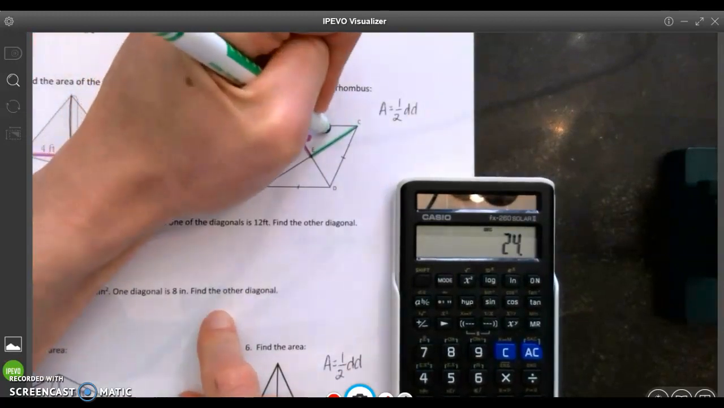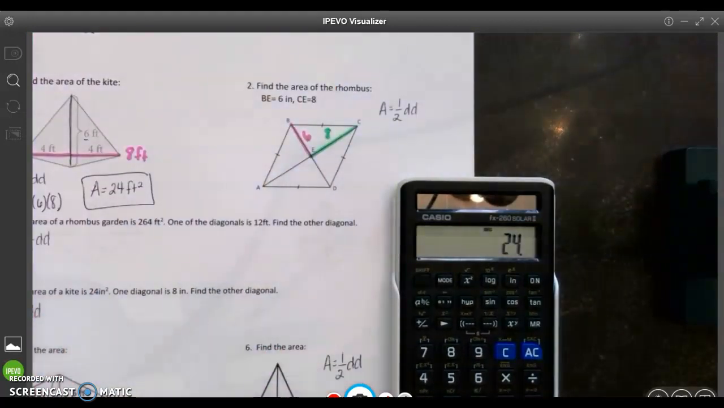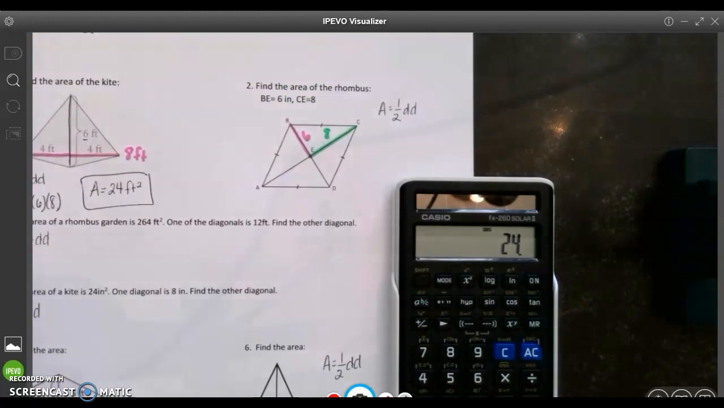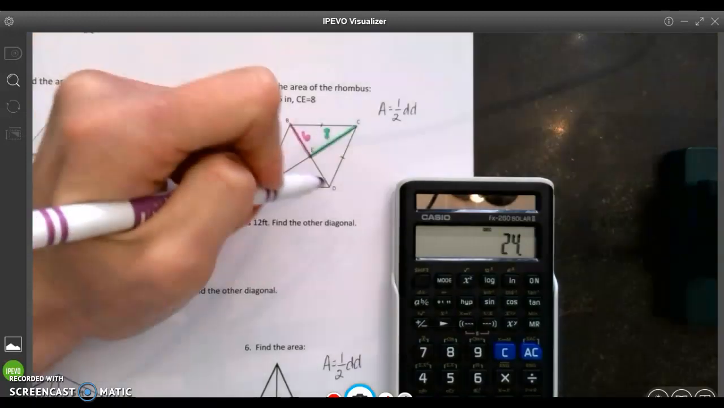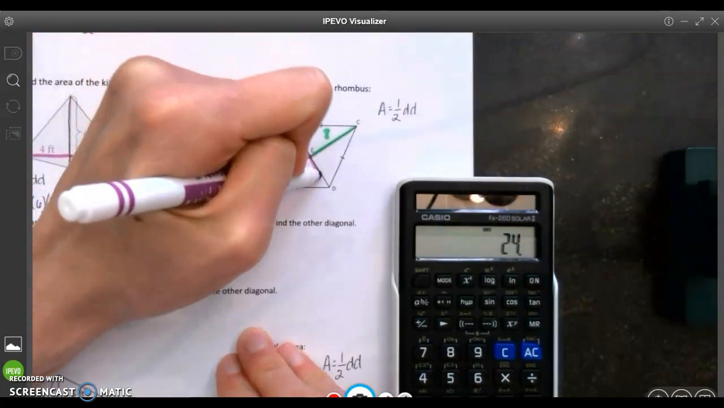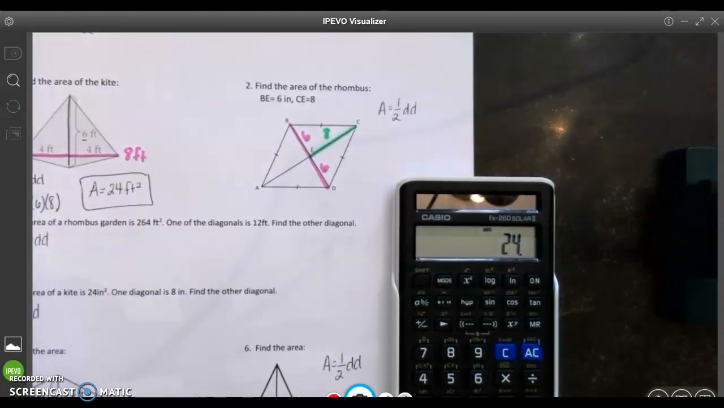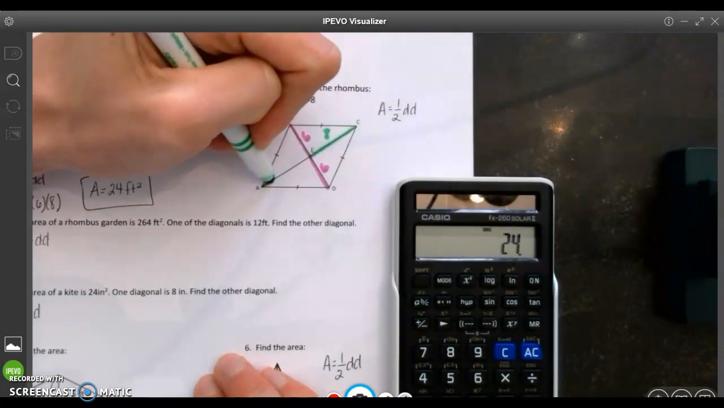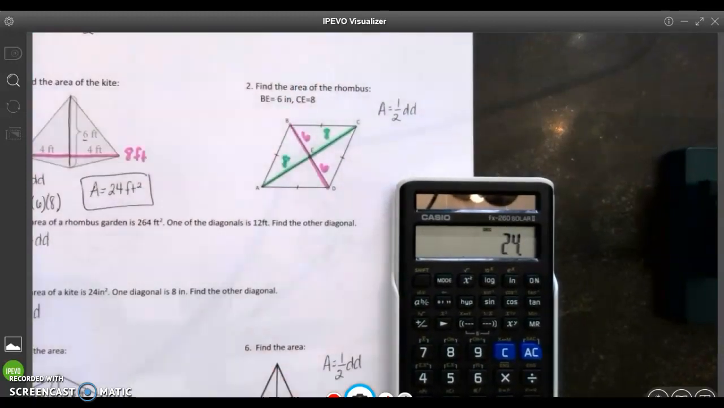This is 8. So if we go back and think about our properties of parallelograms, a rhombus is a parallelogram, and the diagonals in a parallelogram bisect each other. So bisect means that they are split into 2 equal parts. They're bisected at point E. So if BE is 6, then ED is also 6. If CE is 8, then AE is also 8.